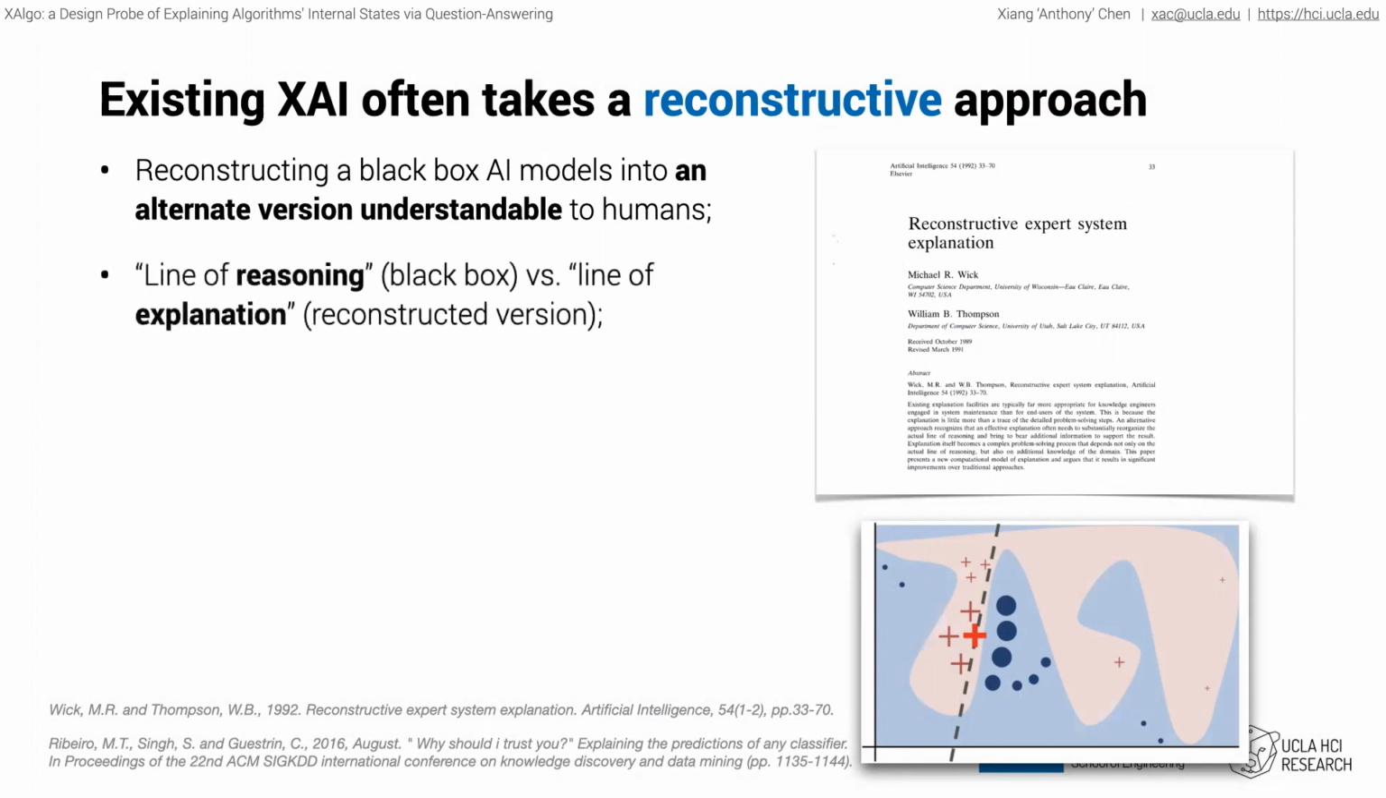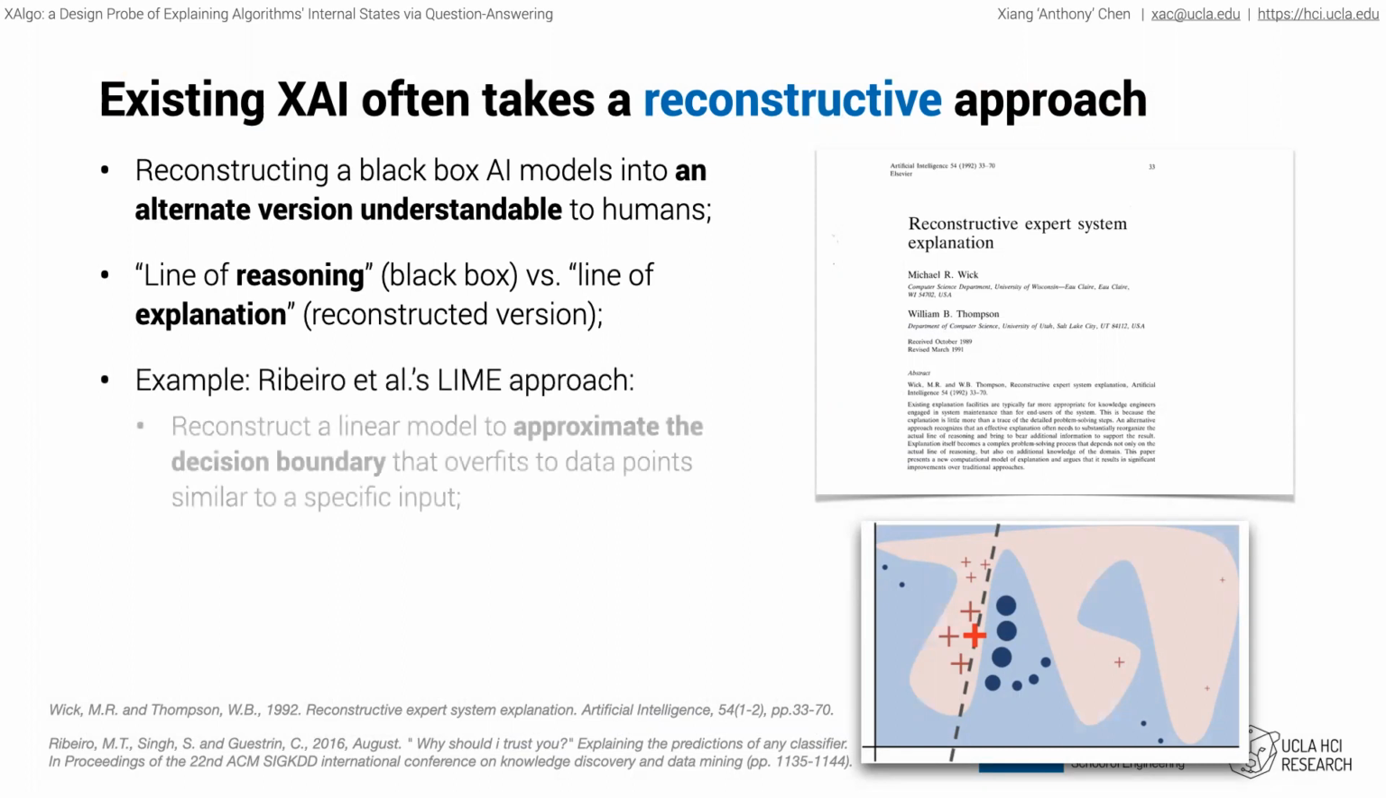Wick and Thompson, in the classic paper, make the distinction between the line of reasoning, which is the model's original approach, versus the line of explanation, that is the version that makes more sense to a human being. One example would be Ribeiro's LIME paper, which can reconstruct a linear model to approximate the decision boundary that overfits the data point similar to a specific input.